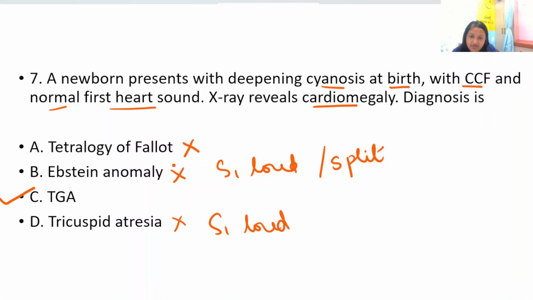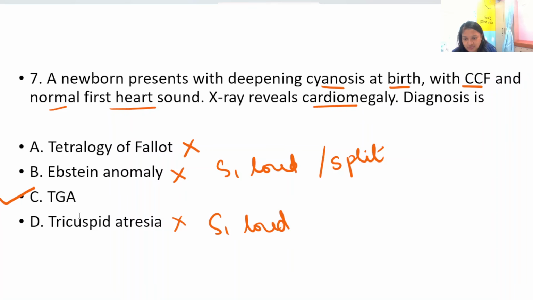And what is the X-ray finding in TGA? Comment in the comment section below. What is the X-ray finding you see in transposition of great arteries? So you definitely see cardiomegaly there, and you see cyanosis in the newborn period.